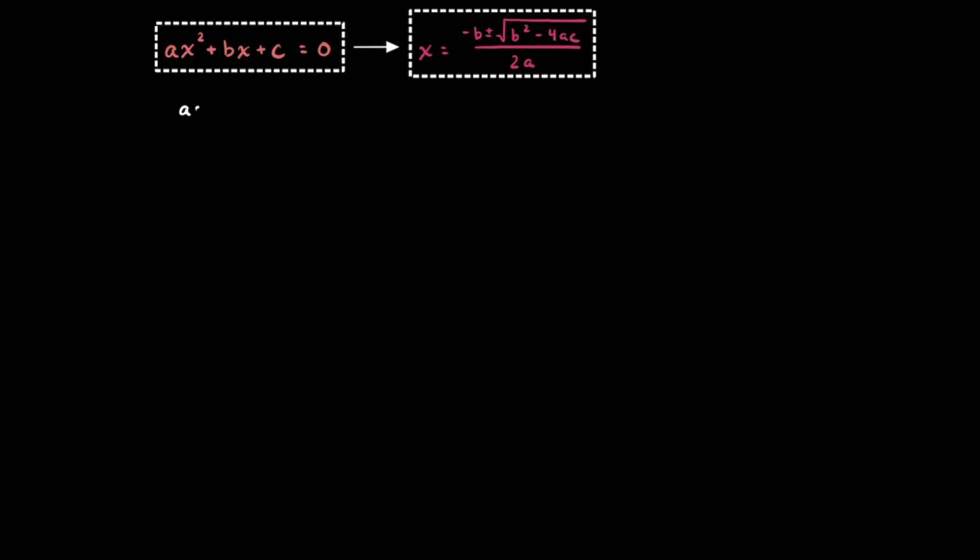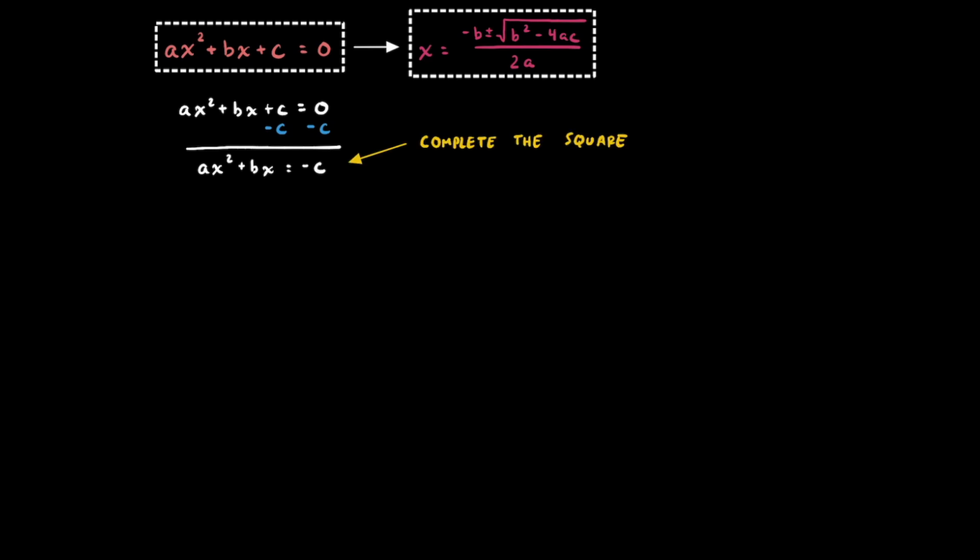I'm going to start here by writing our equation in standard form. We have ax squared plus bx plus c is equal to 0. Then I'm going to subtract c from both sides. From that, we're going to get ax squared plus bx is equal to negative c. If this first step seems familiar to you, it's because we're going to try to complete the square now.